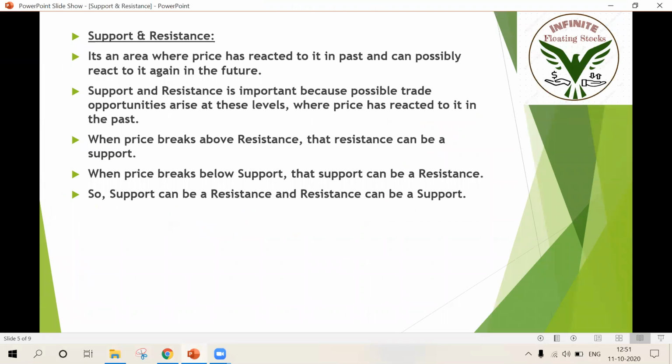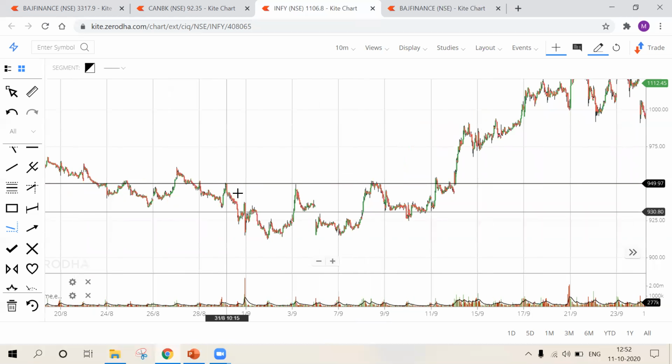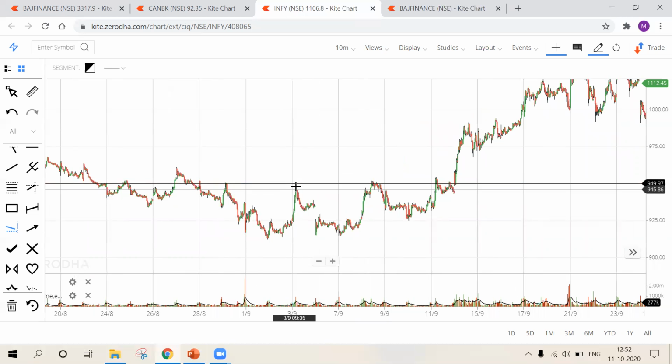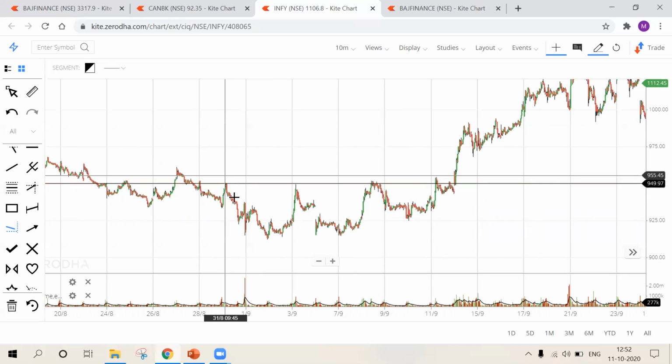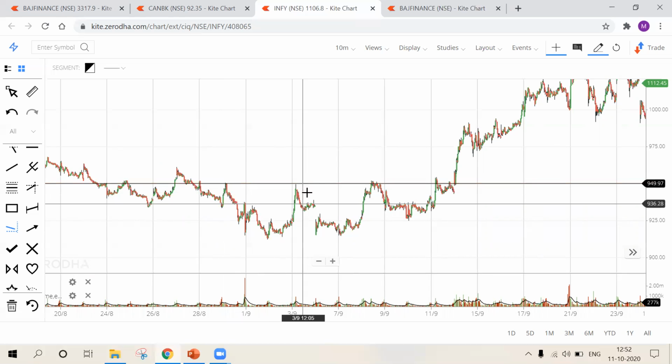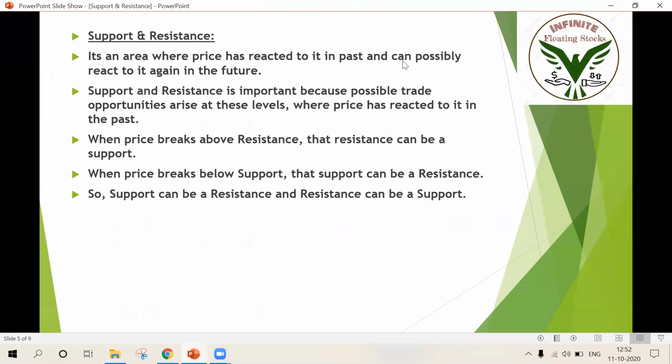Support and resistance. This is the possible definition that I can put on my slide. It's nothing but an area where price has reacted in the past and can possibly react again in the future. That's what I explained, right? This is touch point 1, this is touch point 2. So price has reacted to it in the past, and can possibly react to it again in the future.